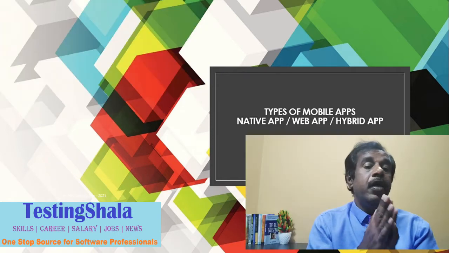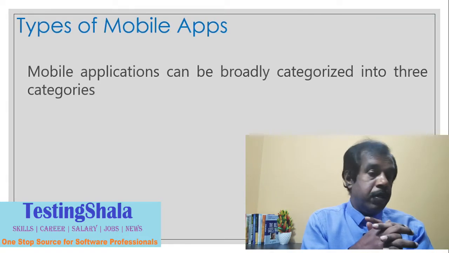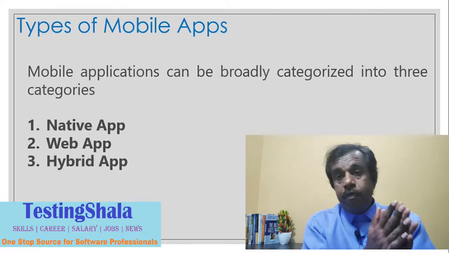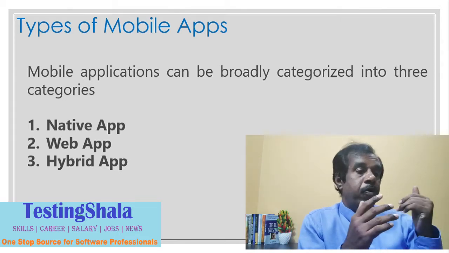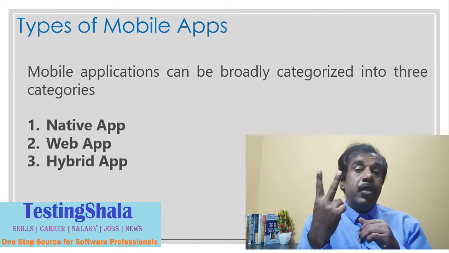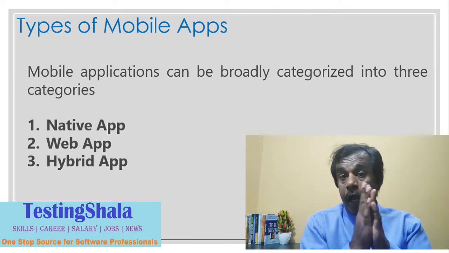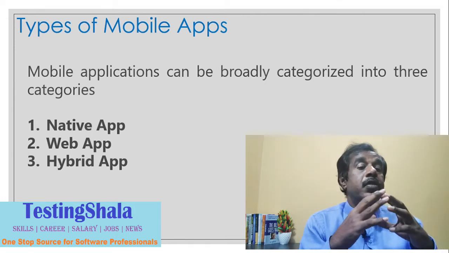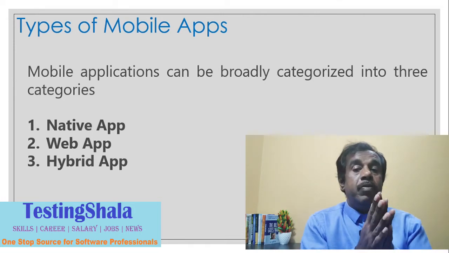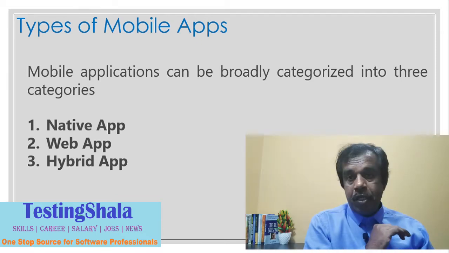So let us understand the various mobile apps which are available in the market. Three types of mobile apps are currently available: the first is the native app, the second is the web app, and the third is the hybrid app. These are the three types currently available under mobile applications.